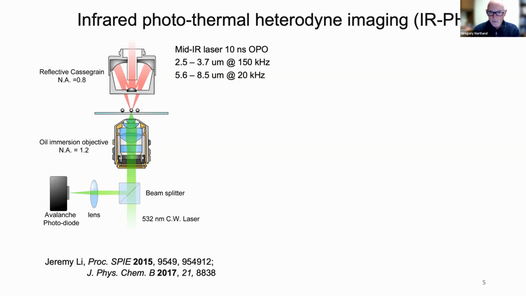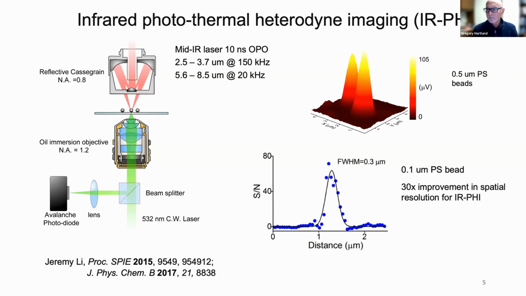the way that we did this is we started to look at some model samples, polystyrene beads. These are some images of about 0.5 micron, 500 nanometer beads. You can clearly see better spatial resolution. If we look at a very small polystyrene bead, we can detect it and see it has a point spread function, or a spatial resolution, of about 0.3 microns, which is almost 30 times better than what we saw in the previous experiment with just direct infrared imaging.